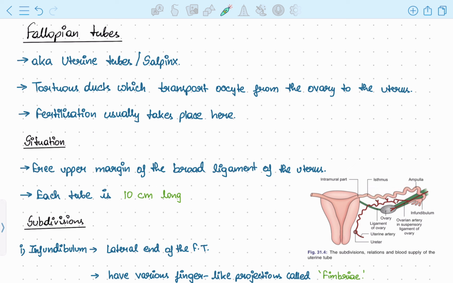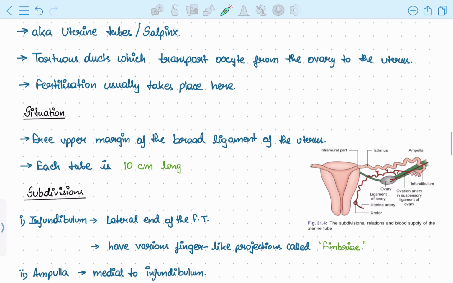Now also fertilization takes place in the fallopian tube. To be specific, it takes place in the ampulla. Right. Now, where is the fallopian tube located? It's very easy. See, look, here we have the broad ligament. Okay. So, in the upper free border of the broad ligament is located the fallopian tube. Okay. Free upper margin of the broad ligament of uterus.